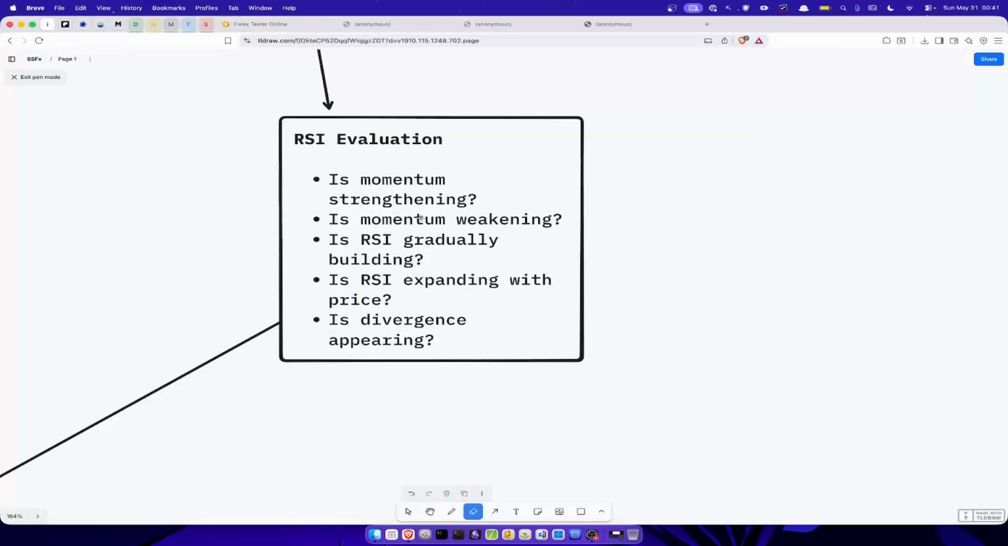The next step is just evaluating the RSI. Remember, the RSI measures momentum, and in a future video I'll be covering why we are using the RSI, why not the stochastic or the MACD, what each of these indicators measure, and why the RSI is specifically well suited for this strategy. So keep a lookout for that. But in this case, we're just trying to evaluate the RSI once we get to this step.